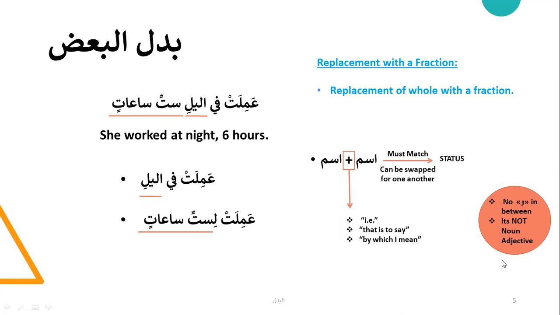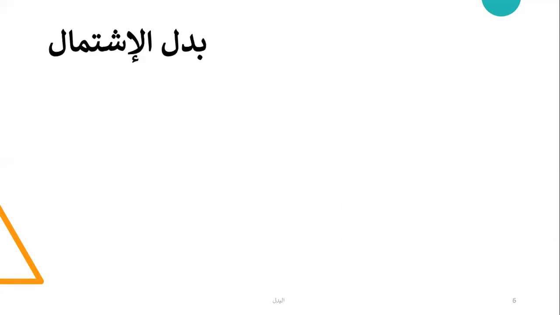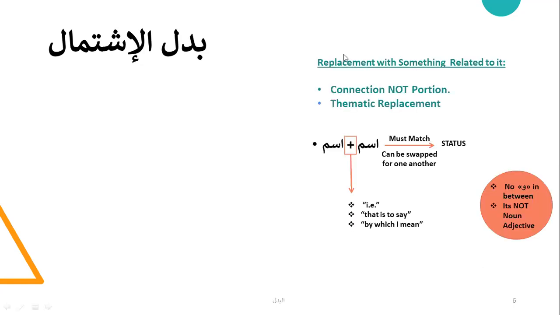So it's not a noun-adjective construction. Okay, the other one is badal al-ishtimal. What we learned about badal al-ishtimal was that it's replacement with something related to it. It's a connection, not a portion or a fraction. Also, it's a thematic replacement. Now, all these rules we'll see at play in the example here.